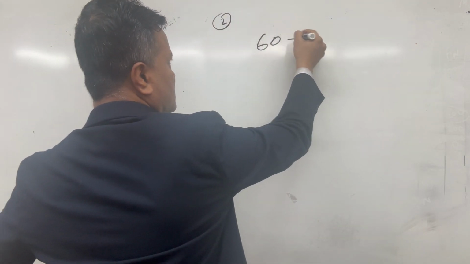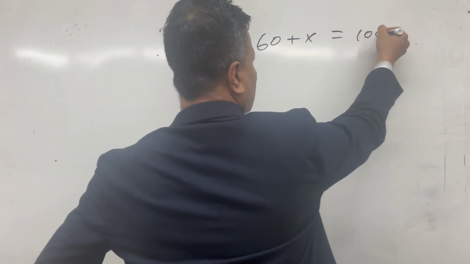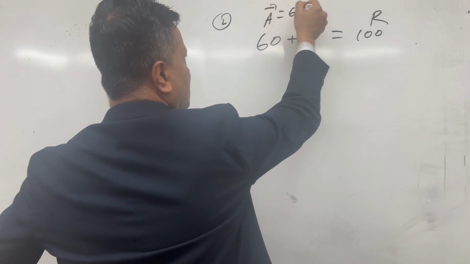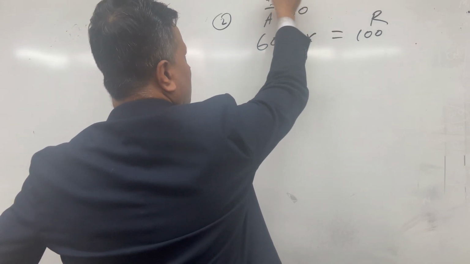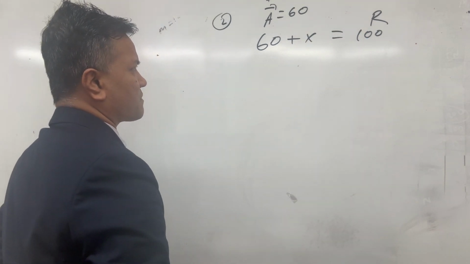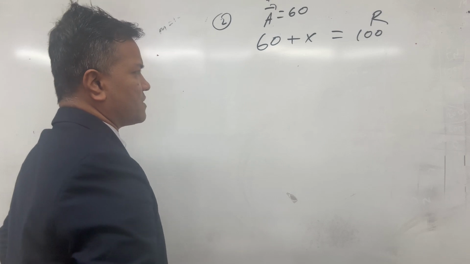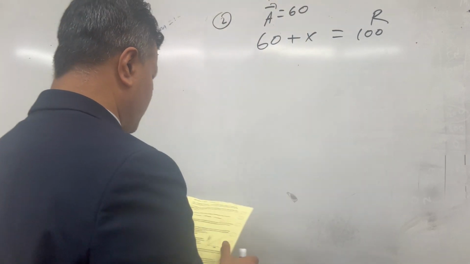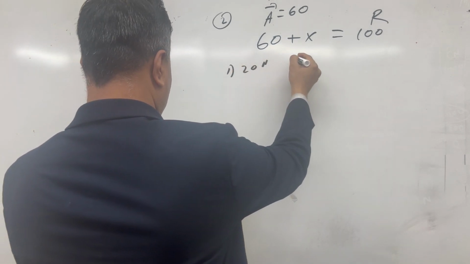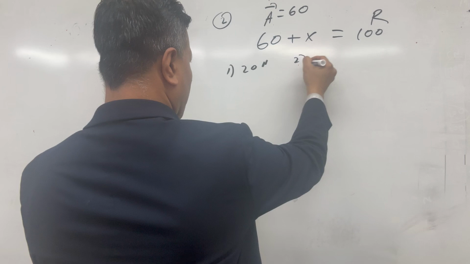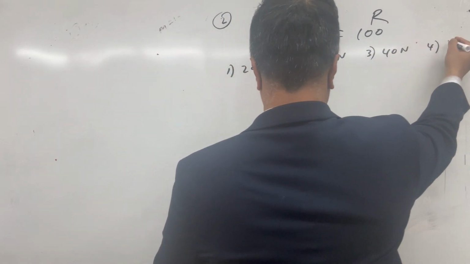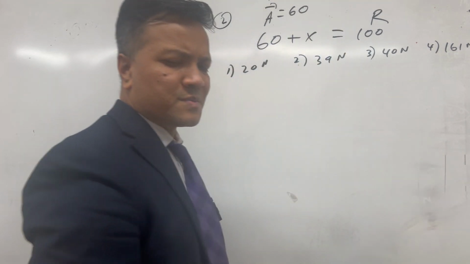Next is vector addition. So 60 plus x is equal to 100. 100 is the resultant. This is vector A, which is 60, and vector B, which is x. The answer choices given are: number 1 is 20 Newton, number 2 is 39 Newton, number 3 is 40 Newton, and number 4 is 161 Newton.